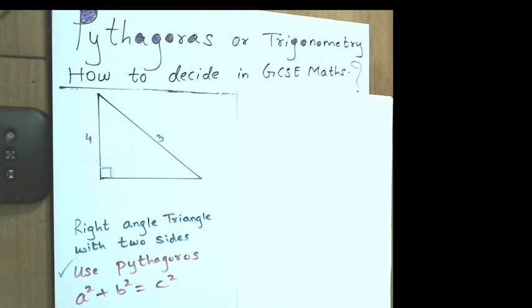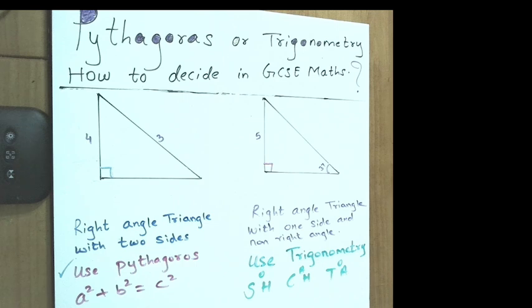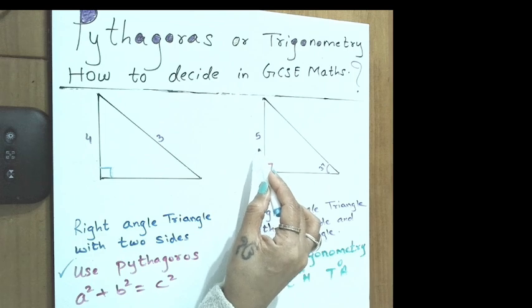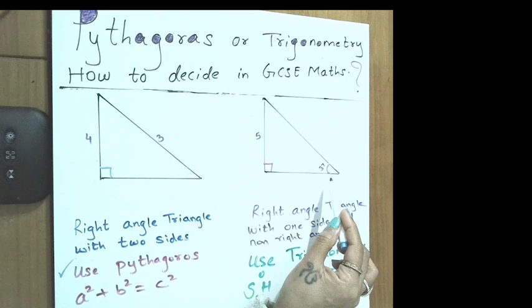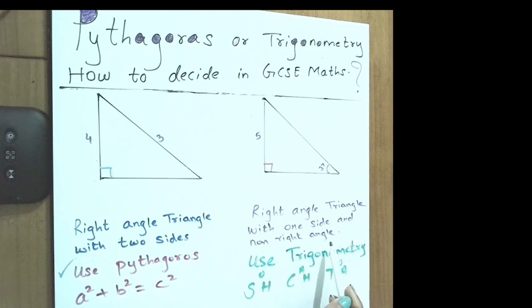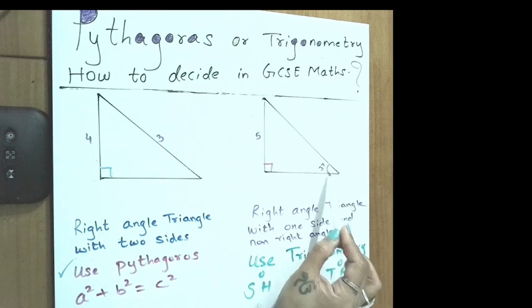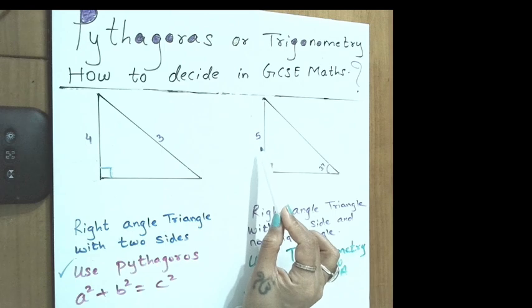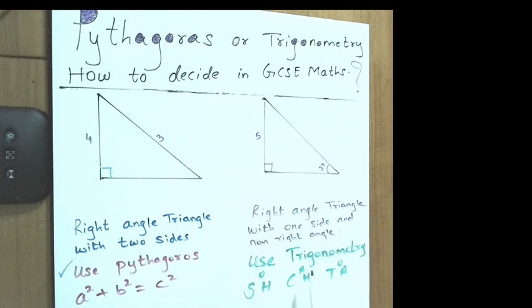Next, if you see a right angle triangle with one side given to you and one more angle. So you have a right angle triangle with one side and a non-right angle. Non means it will be less than 90 degrees. Sometimes they give you the angle, sometimes they don't give you the angle, but you are definitely going to get the angle sign. So when you see a 90 degree angle sign, one side, it is trigonometry.